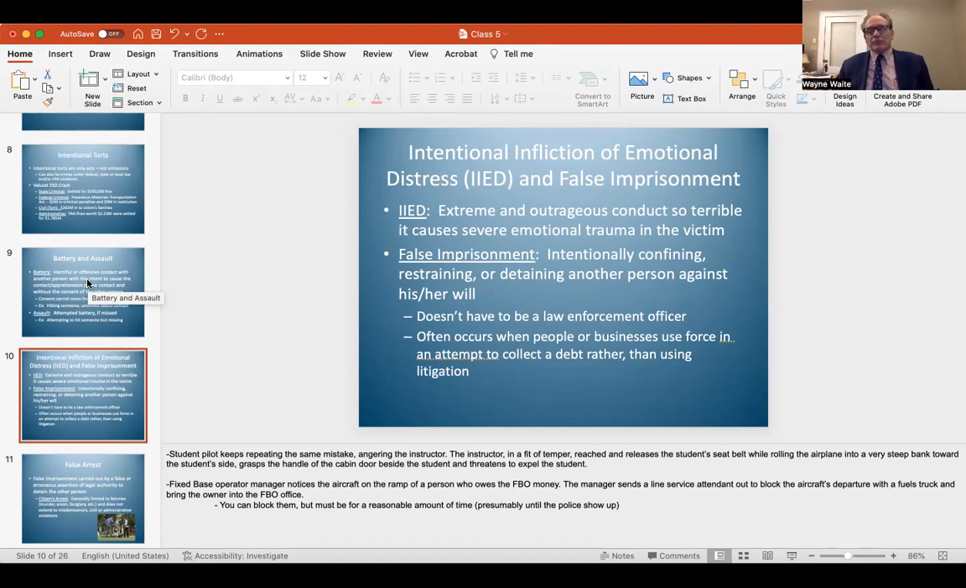Is that false imprisonment? Is that intentionally confining, restraining, or detaining another person against his or her will? And this doesn't have to be a law enforcement officer, and it can occur when people or businesses use force in an attempt to collect a debt rather than using litigation.